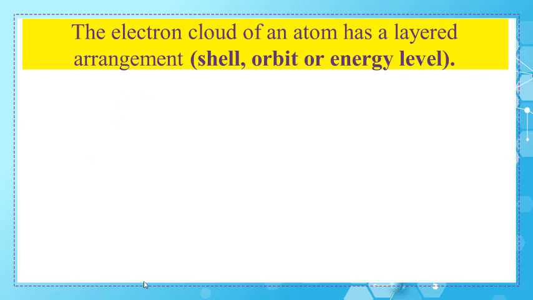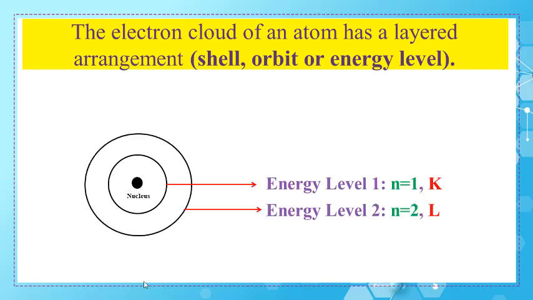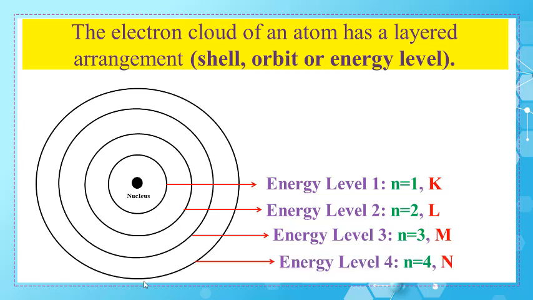In fact, the electron cloud of an atom has a layered arrangement. These layers are called shells, orbits, or energy levels. Scientists have identified 7 energy levels till now, but in grade 9, we'll be limited to the first 4 energy levels. The first energy level for n equal 1 is K. The second energy level for n equal 2 is L. The third energy level for n equal 3 is M. And the fourth energy level for n equal 4 is N, where n is the shell number.